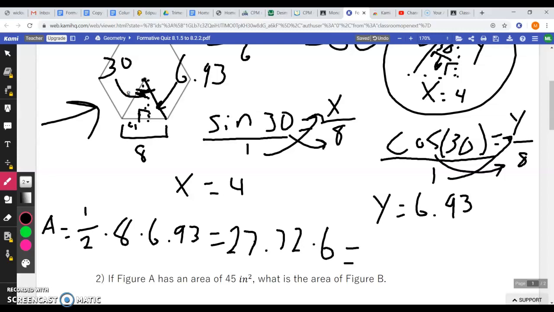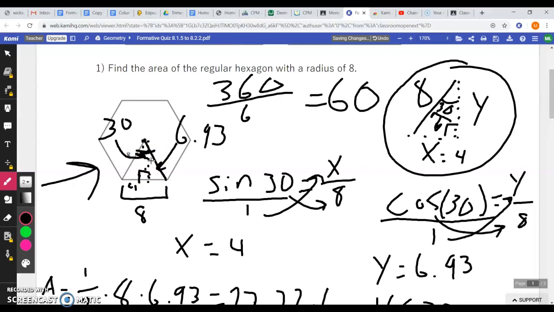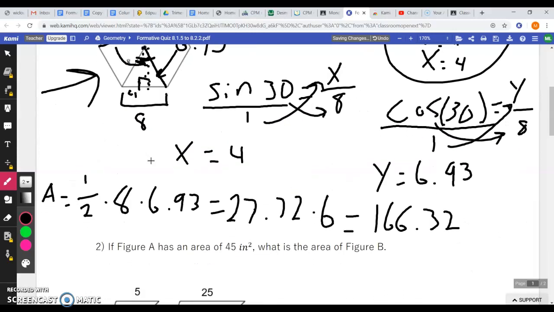And that leaves me with a final area of 166.32. And I don't have any units on here, but 166.32 units squared because it's an area. And that would be my answer.